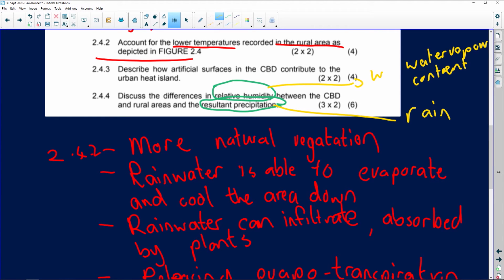Okay. So what we want to discuss over here, basically, is the difference in the water vapor comparison between the CBD, the urban area, and the rural areas, and where does it rain more? Does it rain more in our urban areas or in our rural areas? Now, what is the relationship? What are the differences between them?